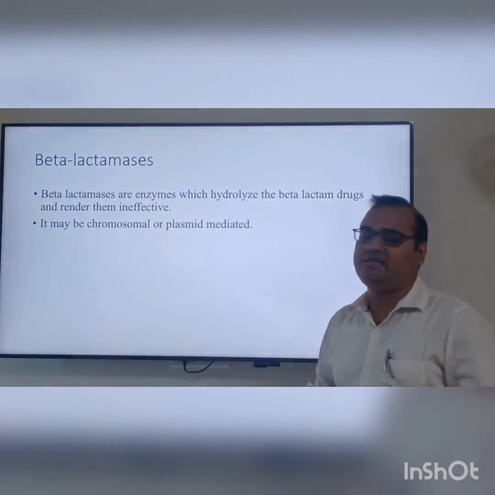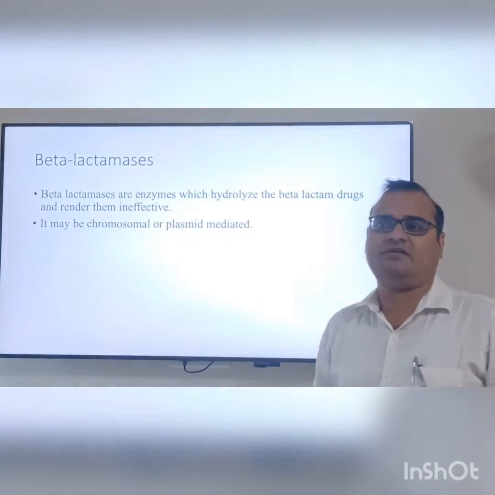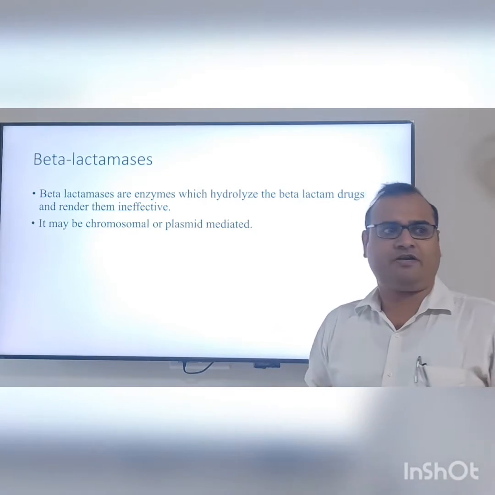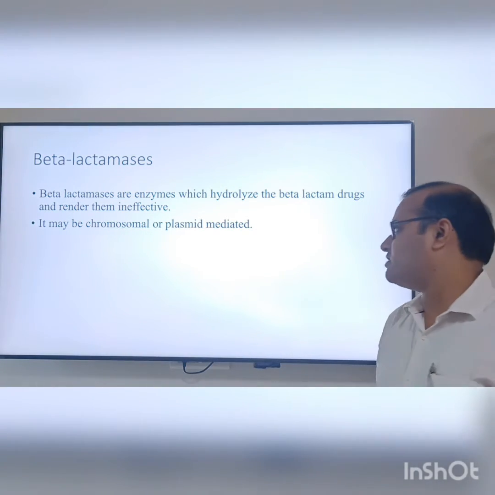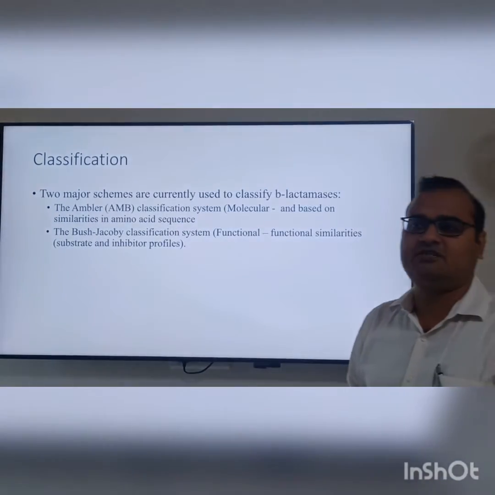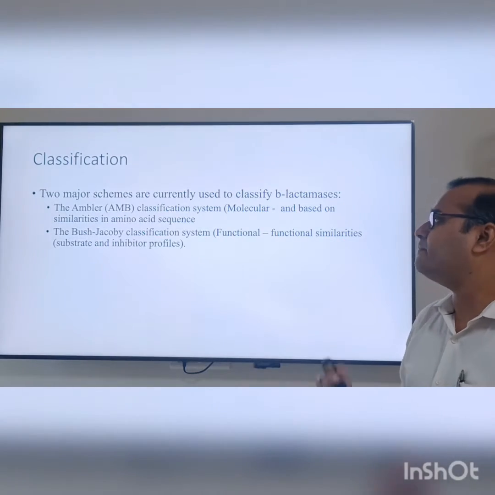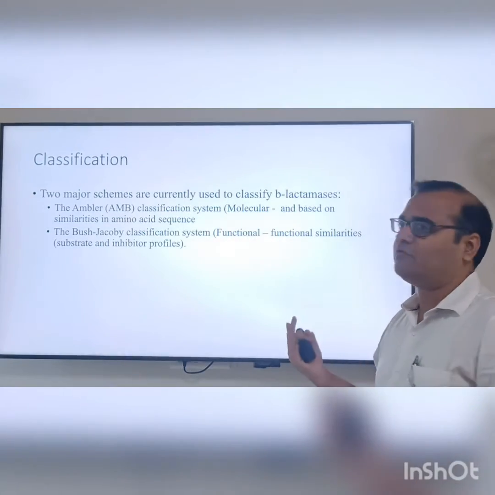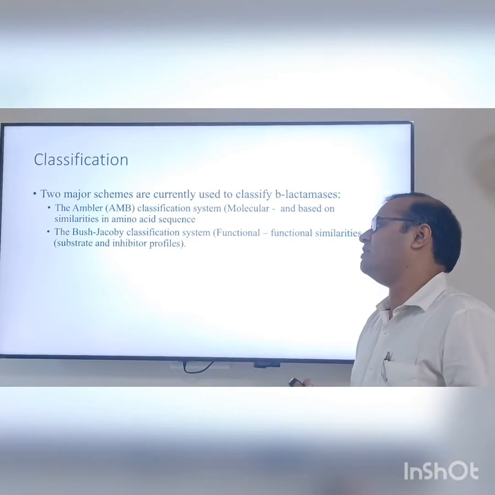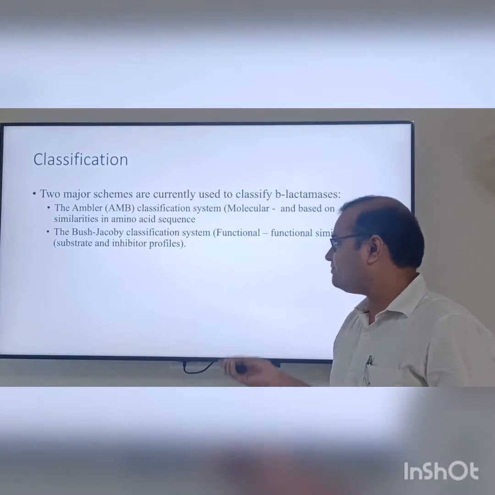Now coming to beta-lactamase, broadly it is the enzyme which hydrolyzes the beta-lactam antibiotics and renders them ineffective. It may be chromosomal, it may be plasmid mediated. Now coming to the classification of beta-lactamase enzymes, it may be molecular based, which is the Ambler classification, or the functional classification, which is known as the Bush-Jacoby classification.